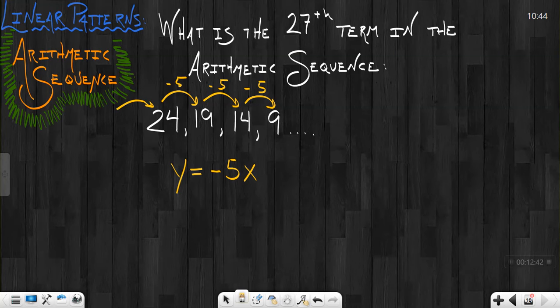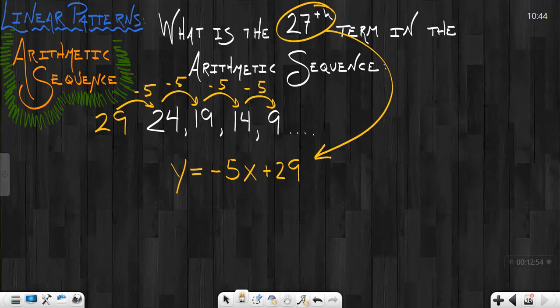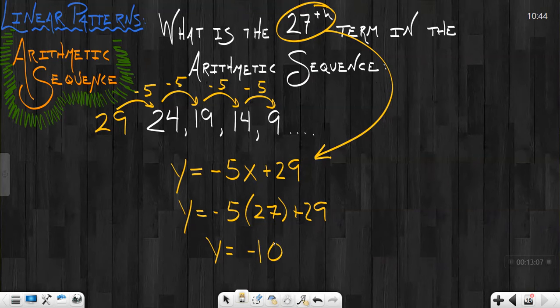Where would I begin? All right, what is term 0 in this case? Well, again, if I subtract 5, what minus 5 is 24? 29 minus 5 is 24. So I'm starting at a positive 29. Take the 27th term, plug it into our rule. So y equals -5 times 27 plus 29. All right? And then plug that into your calculator. You should find that y equals -106. And that would be our 27th term.